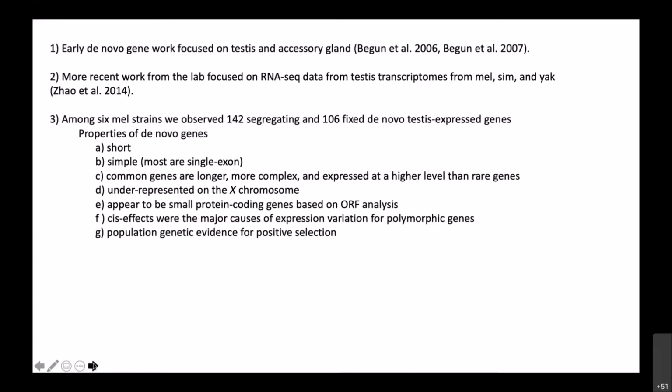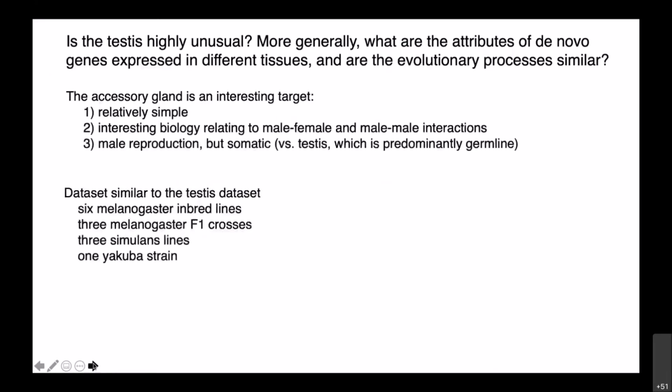And we did do some population genetic work in that paper to suggest that there's some evidence for directional selection in the spread of these genes through melanogaster populations. Now, obviously, there's a lot of extremely important functional questions, some of which we're working on right now, to try to illuminate the evolutionary explanation for these genetic novelties. That's a very important part of all de novo gene work at this point. But there are some very general evolutionary population level questions too. Is the testis highly unusual?